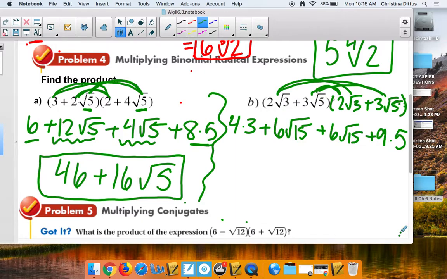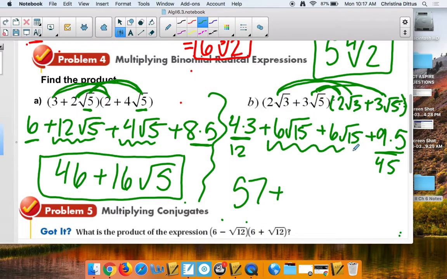Okay. Let's do number parts first. 9 times 5? 45. How about 4 times 3? 12. What do I do with those two numbers? Add them. What do I get? 57 plus what? 12 square root of 15. Can I simplify the square root of 15? Nope. Can I simplify 57 plus 12 square root of 15? Simplify this whole thing? No. Nope. Done.